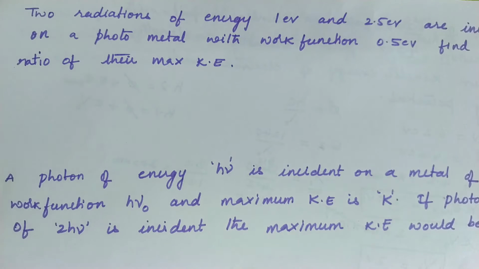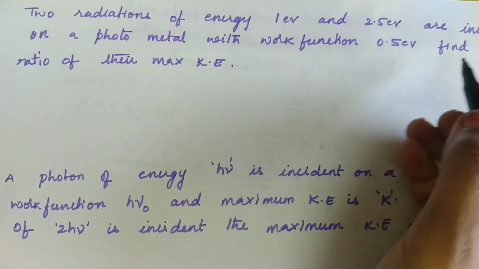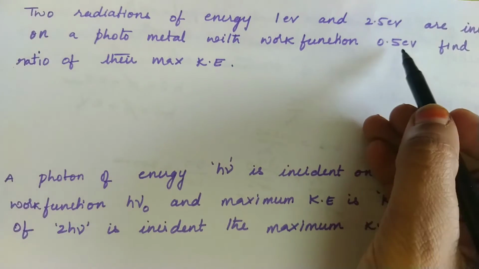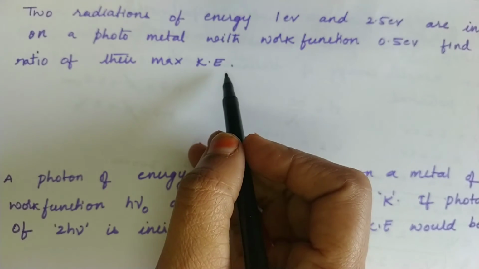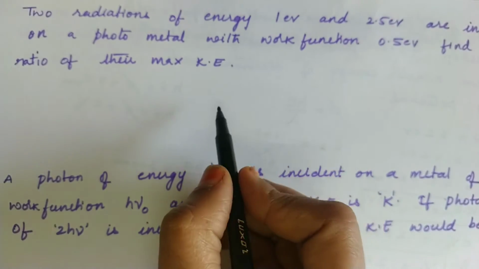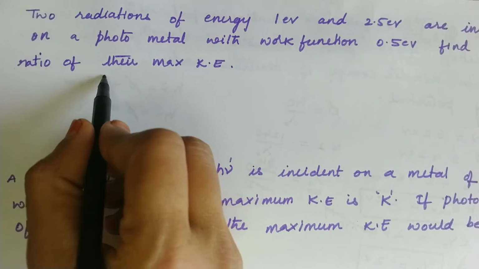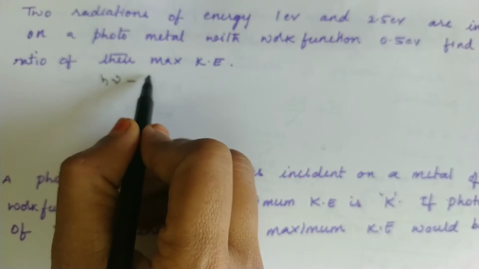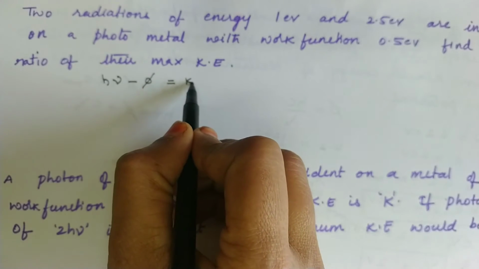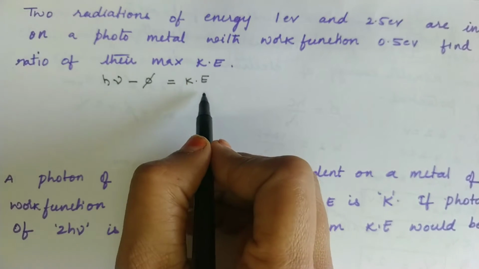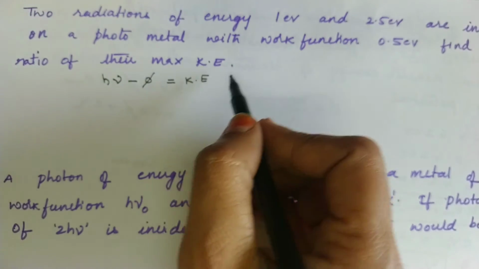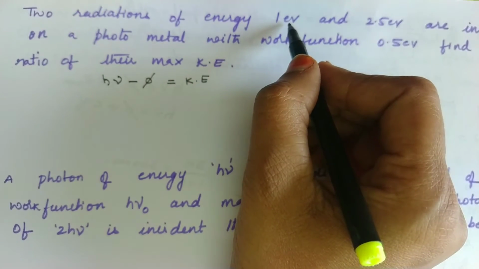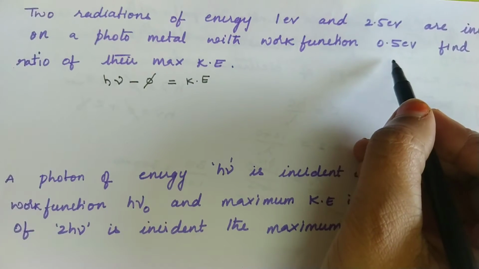Two radiations of energy 1 and 2.5 electron volts are incident on a photometal with work function 0.5. Find the ratio of their maximum kinetic energy. Again, I'll be using the photoelectric equation. We know incident energy minus work function will give you kinetic energy. Since we have to take the ratio of kinetic energies, I'll write the equations directly. Incident photon has energy 1 electron volt, work function is 0.5.